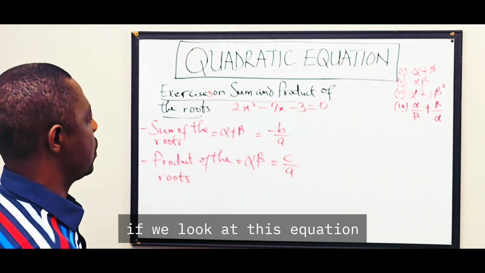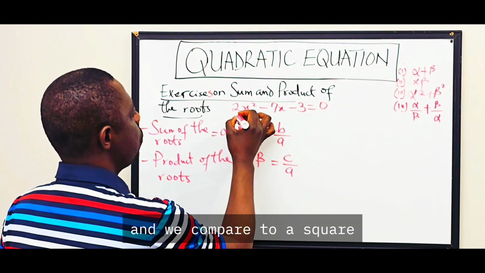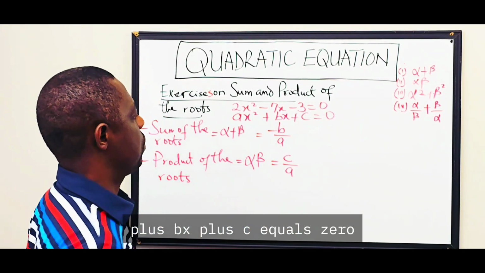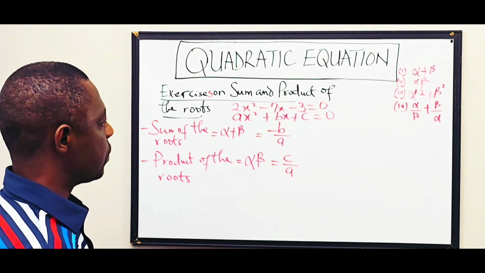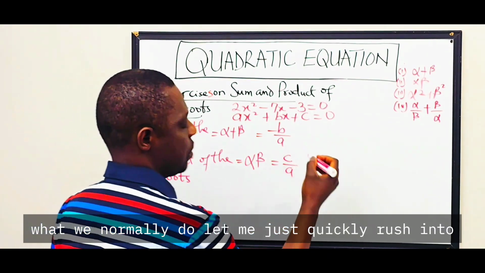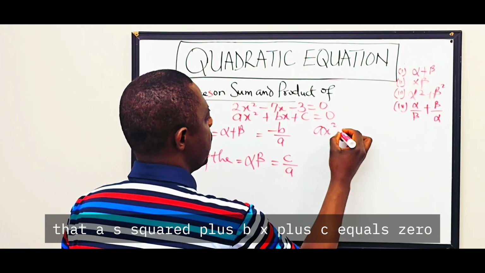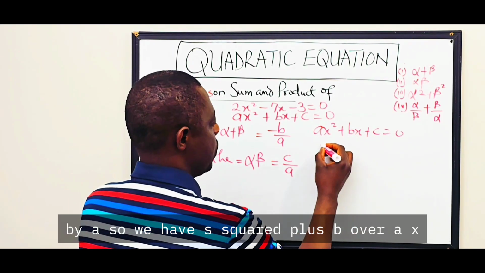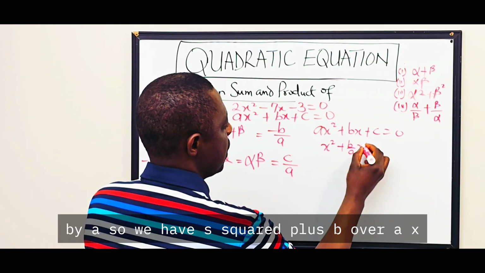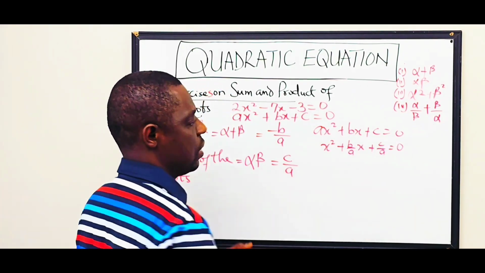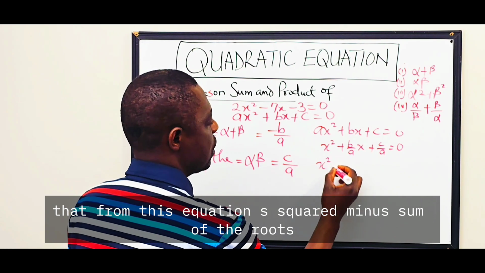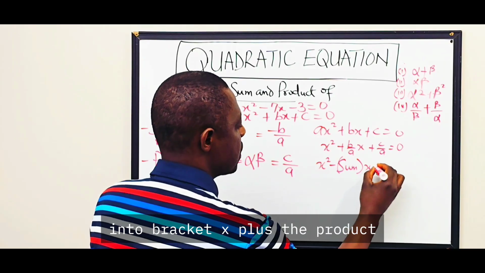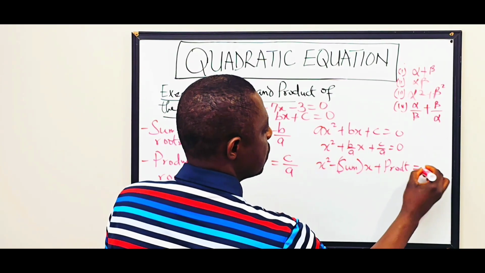If we look at this equation and compare it to ax squared plus bx plus c equals 0, what we normally do is divide both sides by a. So we have x squared plus b over a x plus c over a equals 0. And we also know that from this equation, x squared minus (sum of the roots) x plus the product must equal 0.